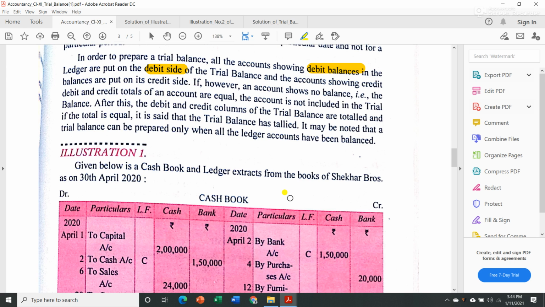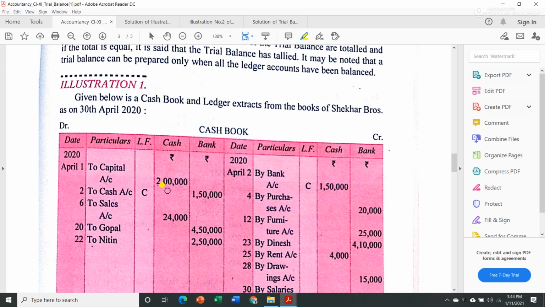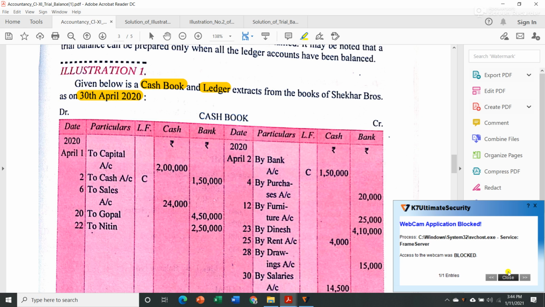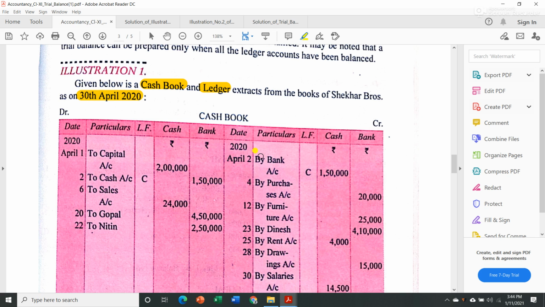Now let us see one illustration. Now here we have cash book. This question says that given below is a cash book and ledger extracts from the books of Shekhar Brothers as on 30th April 2020. Means in the question they have given us cash book and some ledger accounts as on date 30 April 2020. Now they are asking us to prepare trial balance.